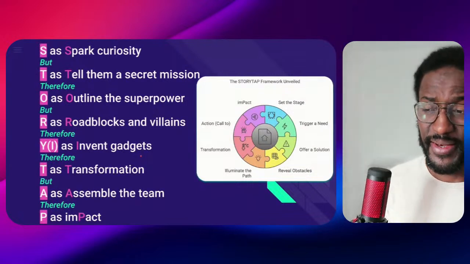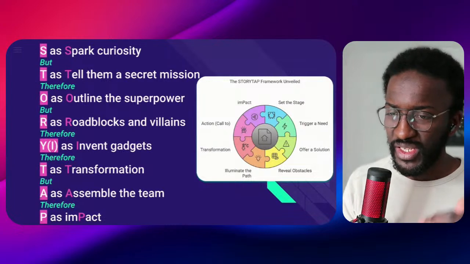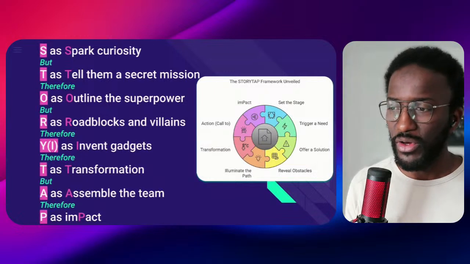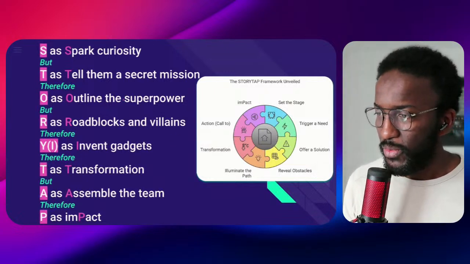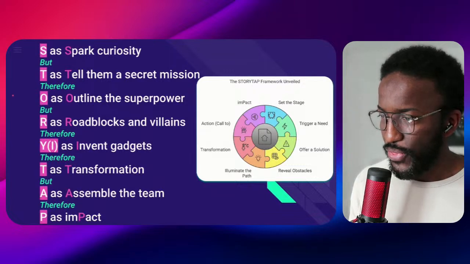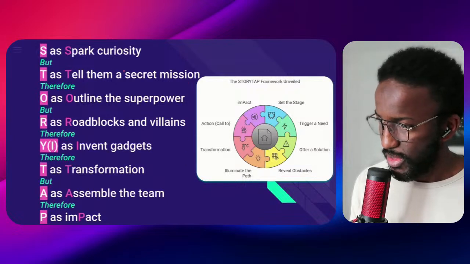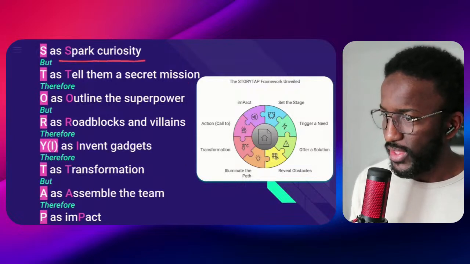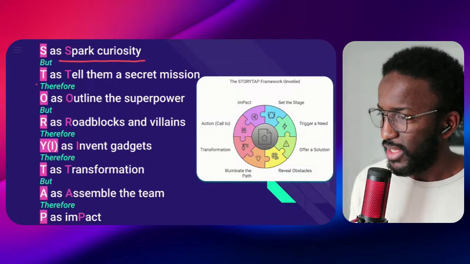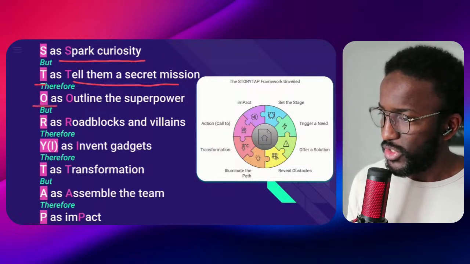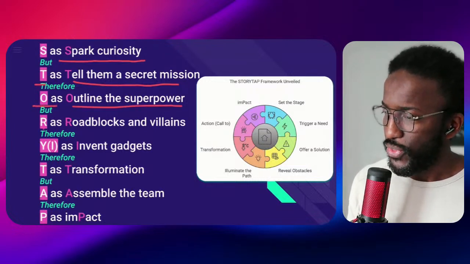we are almost there. Just as a reminder of the different steps of Storytap, but applied to telling stories to young audiences. The first one normally is S, set the stage, which here is transformed into spark their curiosity. T normally is trigger a need, in a normal story. Here you tell them a secret mission. O is offer a solution, but here you outline superpowers. R is reveal obstacles, which I translate into roadblocks and villains.